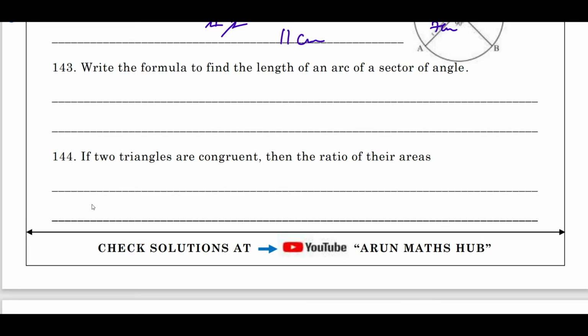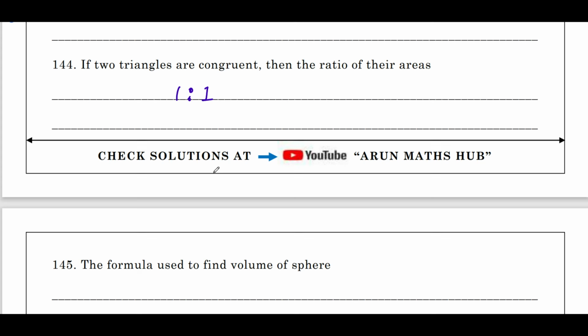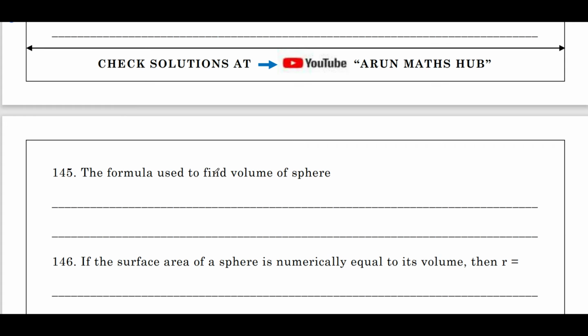If two triangles are congruent, then the ratio of their areas will be in the ratio 1:1. Triangles are congruent if corresponding angles or sides are equal. If the corresponding angles or sides are equal, that means the ratio of the areas will be 1:1. Formula to find out the volume of sphere, that is 4 by 3 pi r cube.